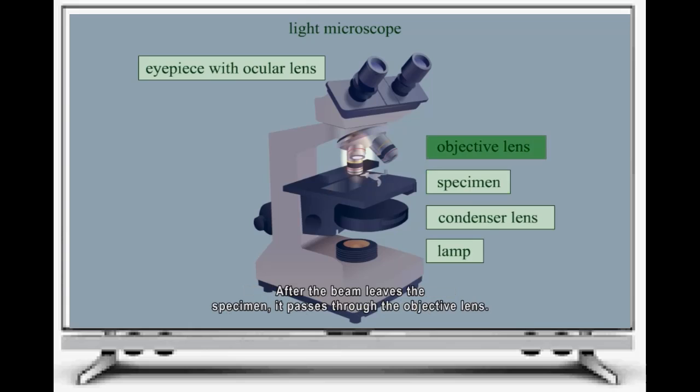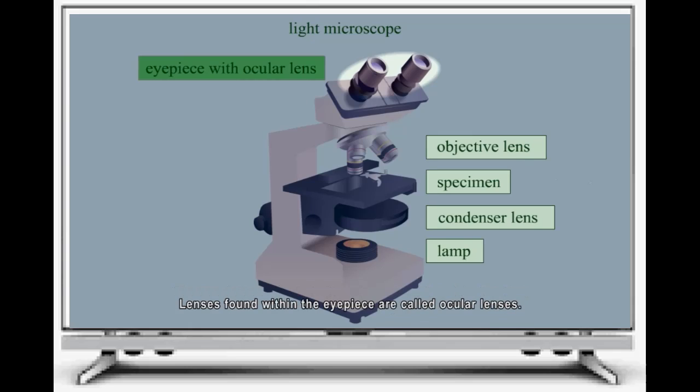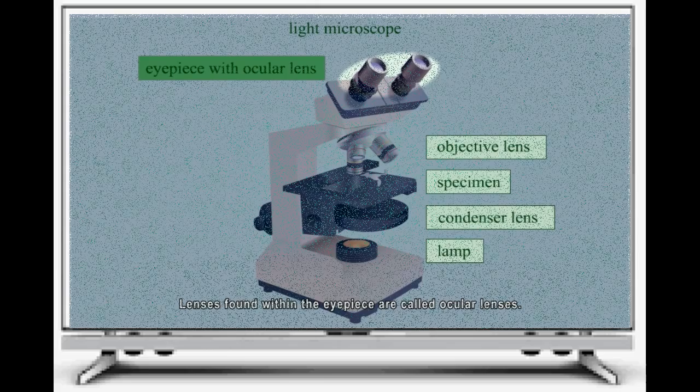After the beam leaves the specimen, it passes through the objective lens. The objective lens performs the bulk of the magnification of the specimen. The eyepiece receives the light beam from the objective lens and refocuses it to recreate the image in the viewer's eye. Lenses found within the eyepiece are called ocular lenses.